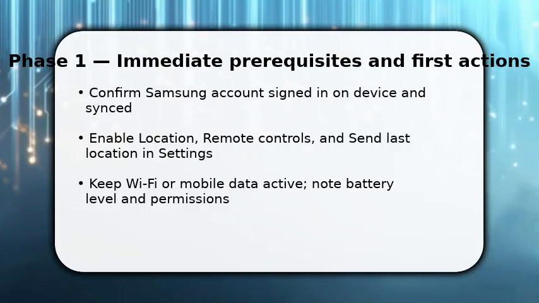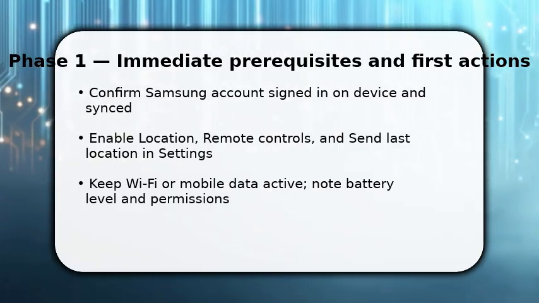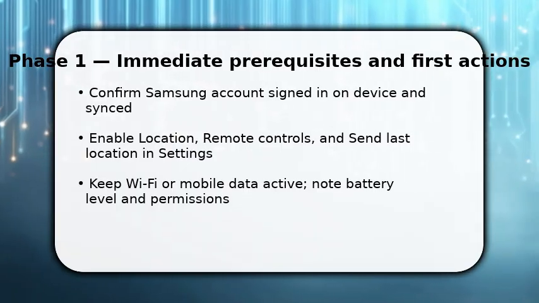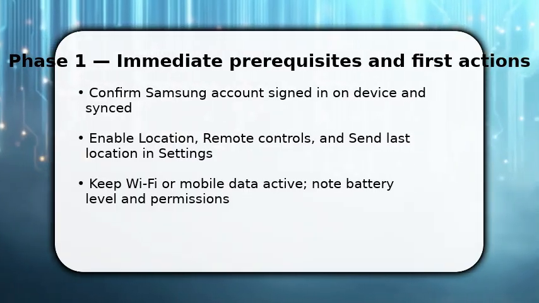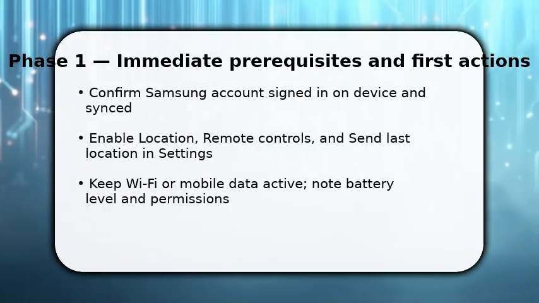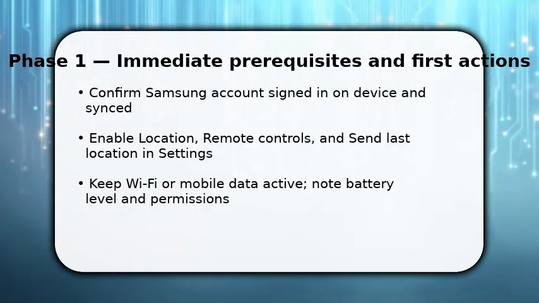You start by confirming your Samsung account is signed in on the phone. This is mandatory because Find My Mobile links devices to that account. Once done, make sure location and remote controls are enabled in settings so the phone can be located and managed. Also enable Send Last Location to preserve data when battery is low.